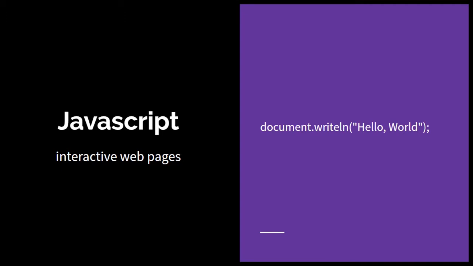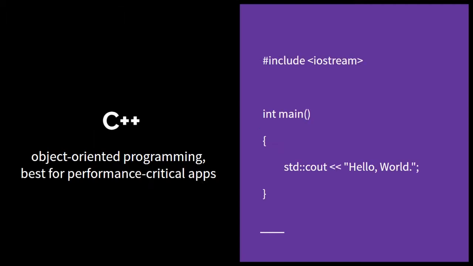The next one is JavaScript, which is used to make interactive web pages. Right there is how you would print hello world. C++ is based in object-oriented programming, which is a type of programming that we'll talk about later, but it's best for performance-critical apps. So it's based in speed. And then on the right-hand side is how you would print hello world.